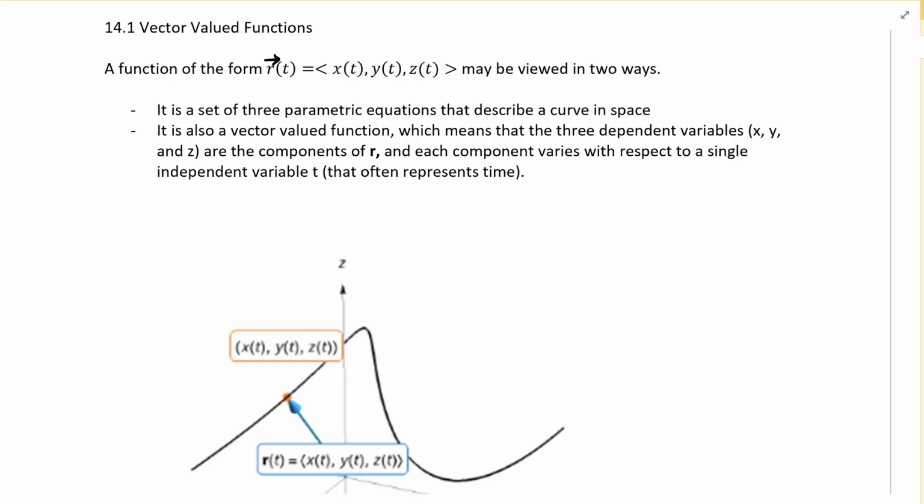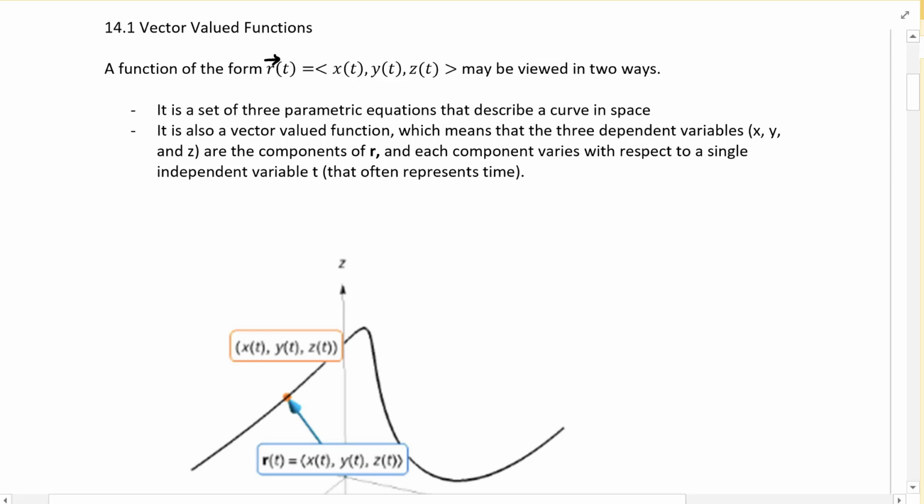In this video, we'll talk about vector-valued functions. A function of the form r of t equals x of t, y of t, z of t may be viewed in two ways. It is a set of three parametric equations that describe a curve in space, and it is also a vector-valued function, which means that the three dependent variables x, y, z are the components of r, and each component varies with respect to a single independent variable that often represents time.